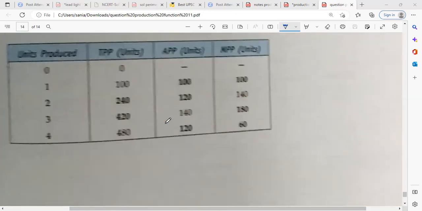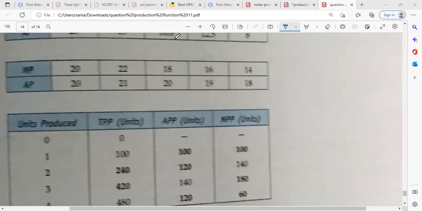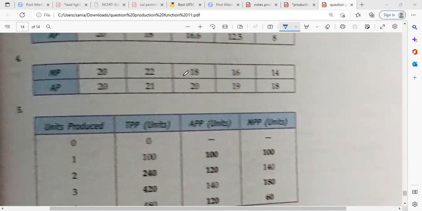Okay, so I hope everyone is done. So let's just check the answer. Yes, ma'am. Okay, it's correct. Same. Okay, it's blurry. Let me just read it: 20, 22, 18, and I think it's 16, and then 14, then 20, 21, 20, 19, and 18.